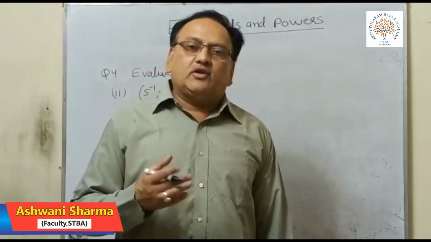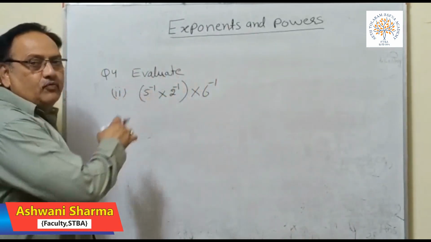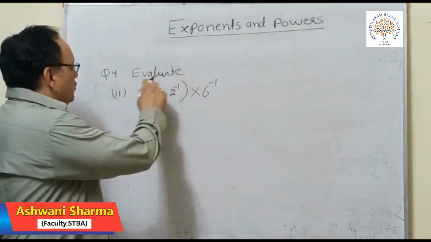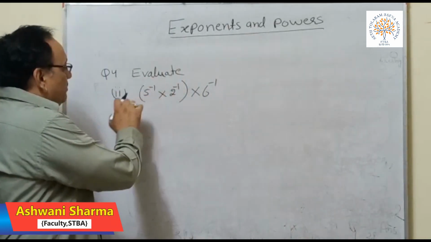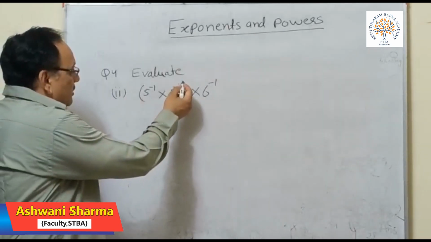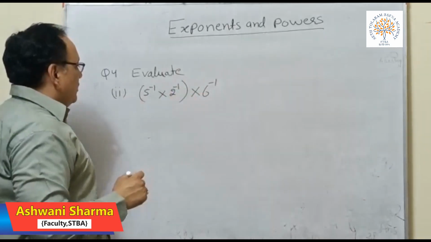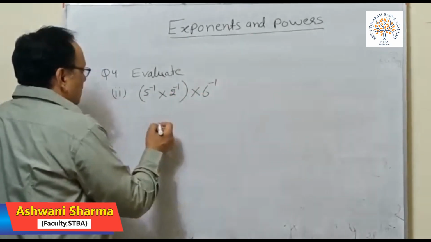Friends, we are going to continue our previous exercise. Question number 4, second part. Evaluate 5 raised to the power minus 1 into 2 raised to the power minus 1, bracket close, into 6 raised to the power minus 1. Solution.